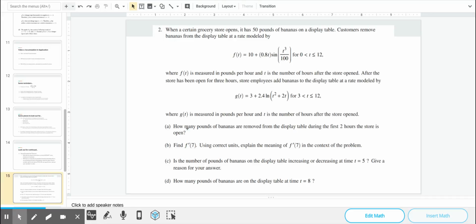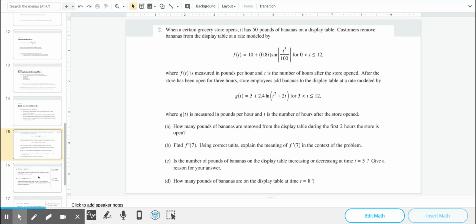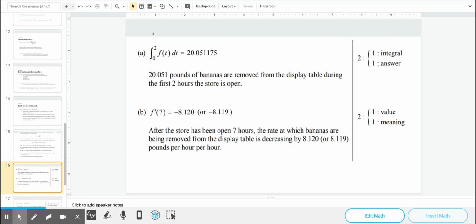After the first 2 hours is t equals 2. And so if I'm trying to figure out the accumulation of the total number of bananas that have been removed, I'm going to take this rate of change function and put it into an integral. Specifically, this is a definite integral from the time it was open, t equals 0, to t equals 2. And that's actually going to give me my answer. So I'm going to scroll down here and look at the slide for the answers. This first part A is a relatively straightforward computation. I'm going to take the integral from 0 to 2 of f of t, which would be y sub 1 in your calculator, and get an answer.